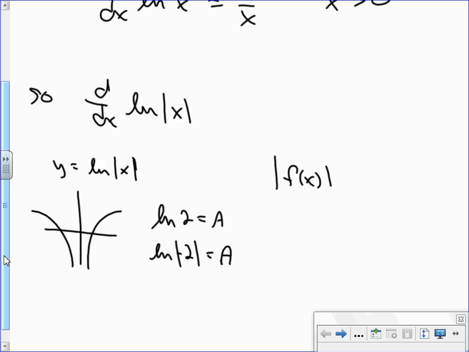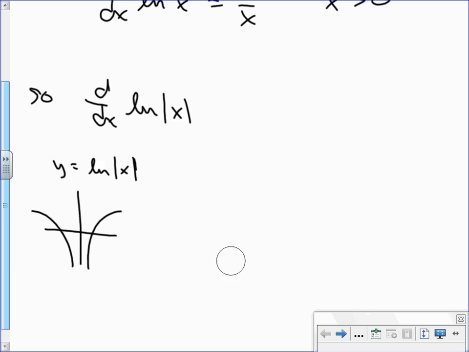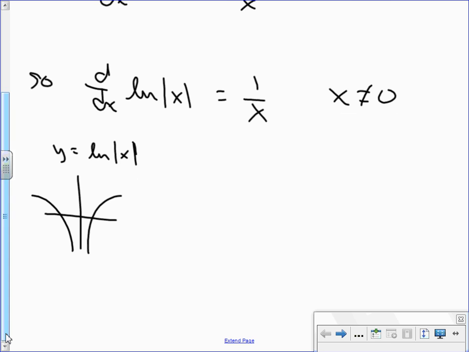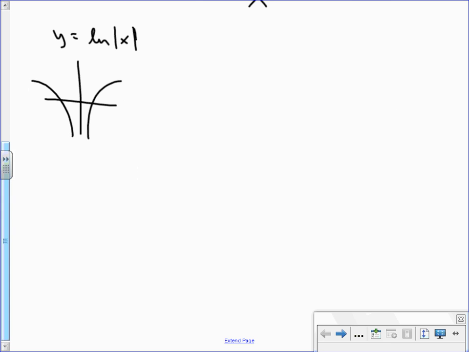Okay, so if we define it as the natural log of the absolute value of x, it just expands our domain. We can look at things besides just positive values. The derivative is still going to be 1 over x, and we've only got the restriction that x cannot be equal to 0. So we can now take the antiderivative of this function, and as long as we put the absolute value on there, we can work with all these different values of x. And that's true for other functions as well.